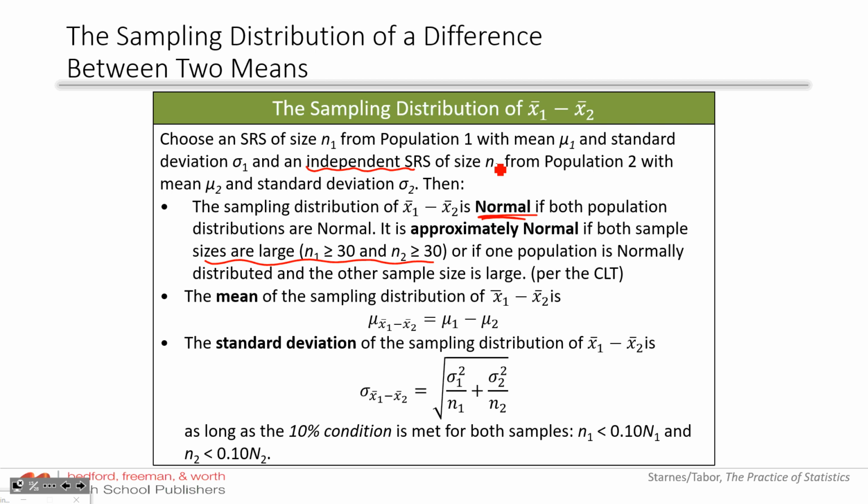Or we could say if one population is normally distributed and the other sample size is large, the difference is still going to be normal. So as long as both populations or both sampling distributions meet the central limit theorem, then the difference is also going to be normal. Okay, so the mean of the sampling distribution of x bar 1 minus x bar 2 is that. And then the standard deviation, we just talked about that formula. But again, keep in mind, we have to check the 10% condition for both samples, right?